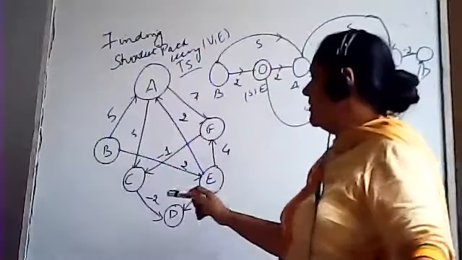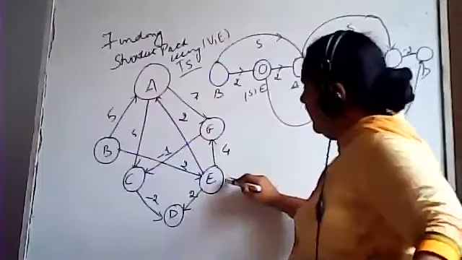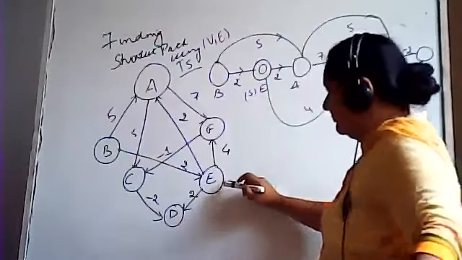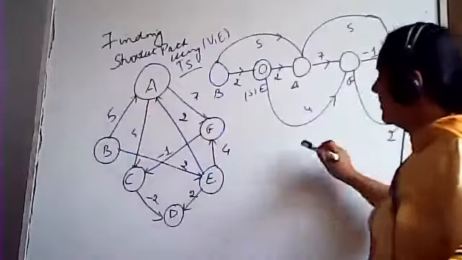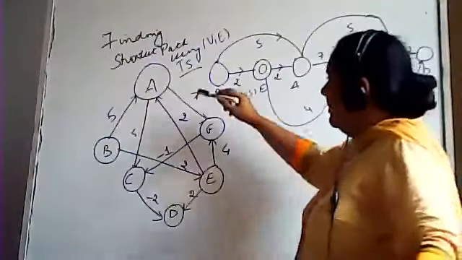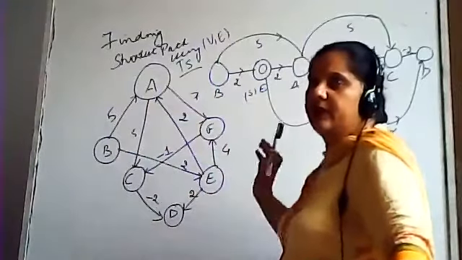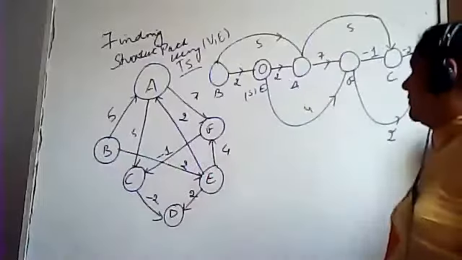See, in this graph, B has no incoming edge, move B. Then E has no incoming edge, move A, E. Because when B is moved, this edge will be moved and this edge will be moved. Then A has no incoming edge, then F, then C, then D. Okay, similar lines that you have done. So I have drawn that particular line.